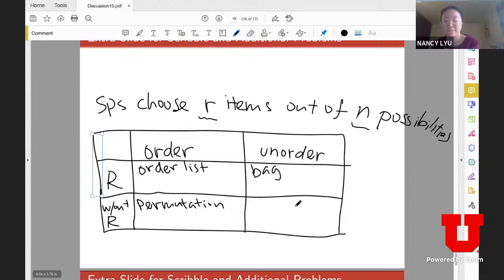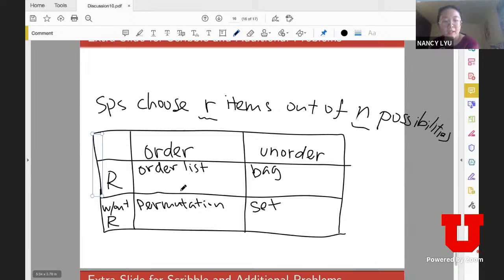And what about the last one? Anyone see in the chat? You can use a combination, or you can call it a set problem, in which the order doesn't matter and you cannot have repeats.